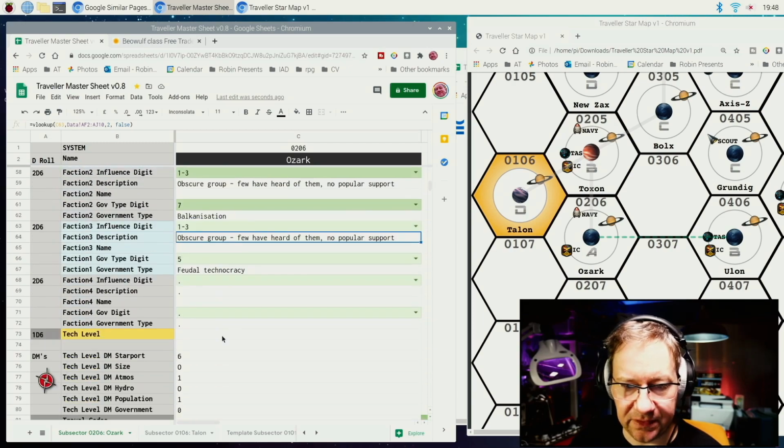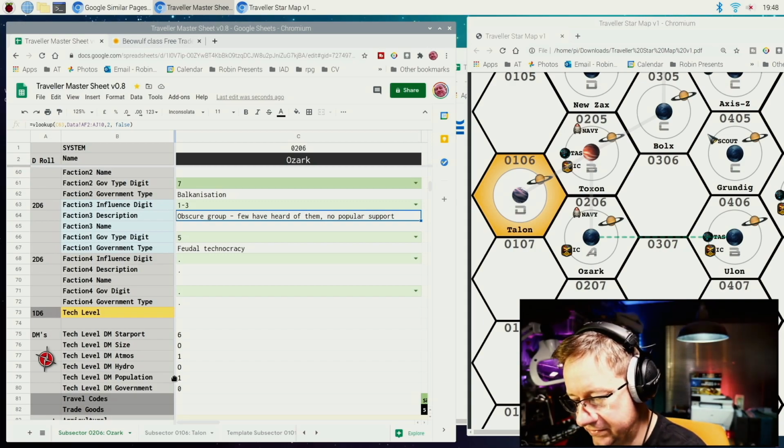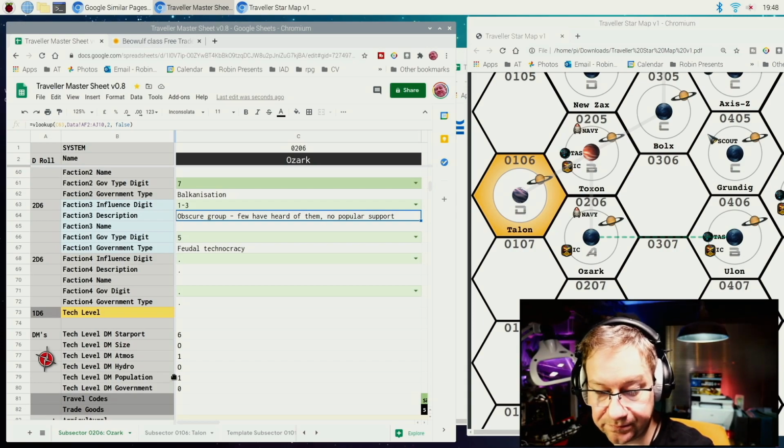So tech levels then. So essentially tech level is built up on the starport size 6. Atmosphere gives it a +1 because there's no atmosphere, so you get a +1 automatically. And then population gives me a 1 here as well. So I've got an 8 to add to the 1d6 roll. So I could get quite a significant tech level here. So let's see how that pans out.